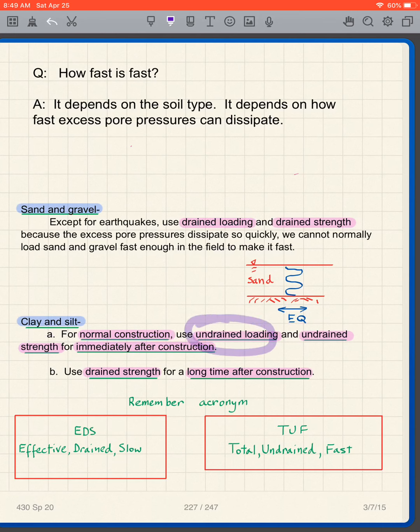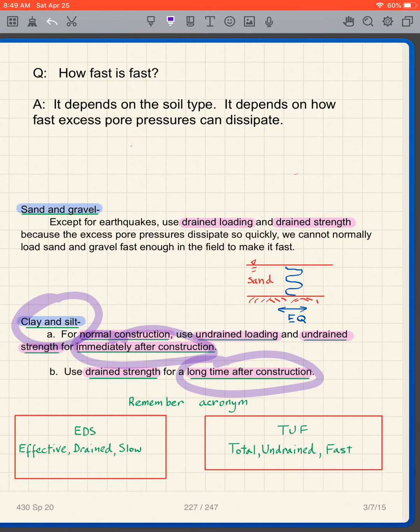We're building our structure faster than the pore pressures can dissipate, and so we use the undrained strength in our analyses. But for clay and silt, we're going to consider the situation immediately after construction, but we're also going to consider a long time after construction.